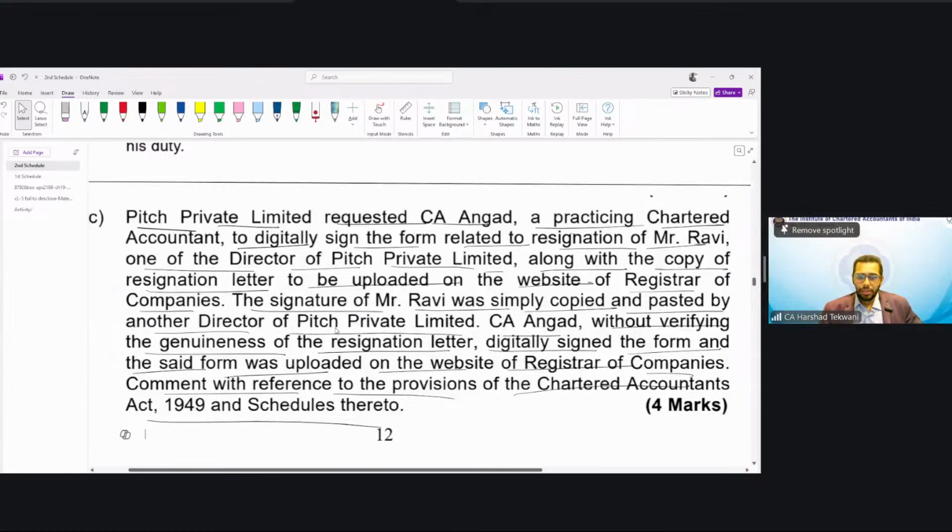So what he has done, he has digitally signed the form related to the resignation. Where is the opinion? There is no opinion involved in this, and there is no information even about the opinion. As a result, I cannot invoke clause 8.